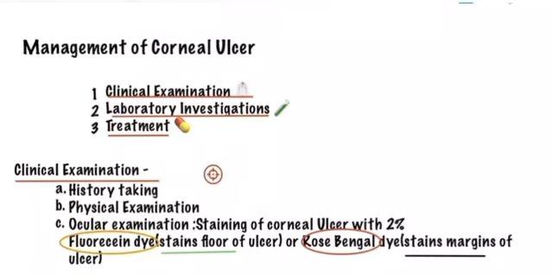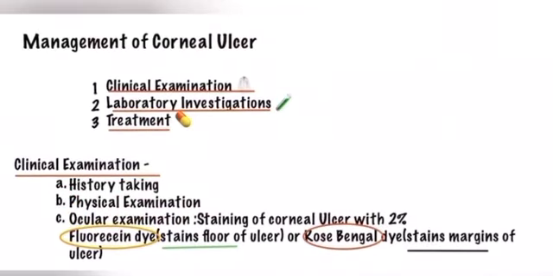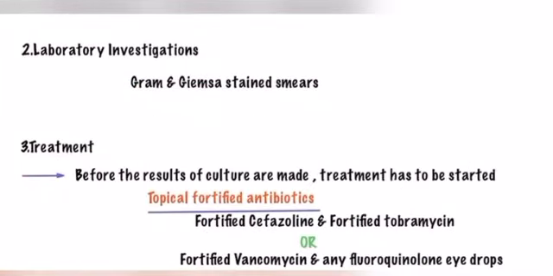Clinical examination includes history taking, physical examination and ocular examination. The ocular examination is by staining the corneal ulcer. So we cannot just see the ulcer as such because it is present in the cornea, a very minute part of the eye. So we have to stain the ulcer using either of the two dyes available: fluorescein dye, which stains the floor of the ulcer, or rose bengal dye, which will stain the margins of the ulcer. Next is the laboratory investigations. Since we are talking only about bacterial corneal ulcers in the video, I've only focused on that topic. So the laboratory investigations include Gram stain and Giemsa stain smears, and the results will take time to come out. So we have to start the treatment before it comes out.